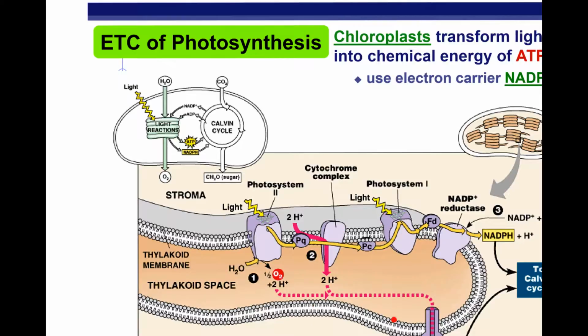Now, these hydrogen protons that we've been pumping into this inner membrane space are going to build up. And we know that things don't like to be on one side or the other side. They like to even out. So they're going to move via chemiosmosis. We pump them through this specific enzyme called ATP synthase. And as they move through ATP synthase, they create ATP. So that's your ETC for photosynthesis in a nutshell.